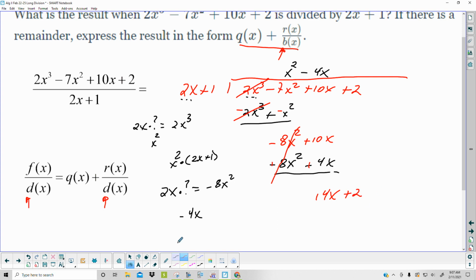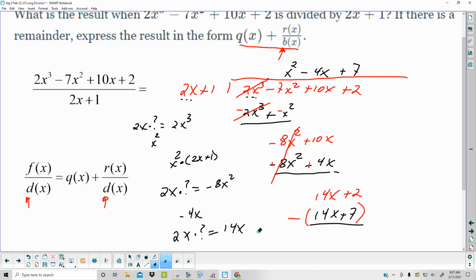And you re-ask that question all over again. 2x times what gives you this first bit, 14x? Answer 7x. Oh, 7, sorry, plus 7. 7 times all of this is 14x plus 7. Now, you're going to subtract all this, okay? This is literally what you're doing, okay? You have to distribute that negative through. When you distribute that negative through, you're really just changing their signs. That cancels out, and you get negative 5.